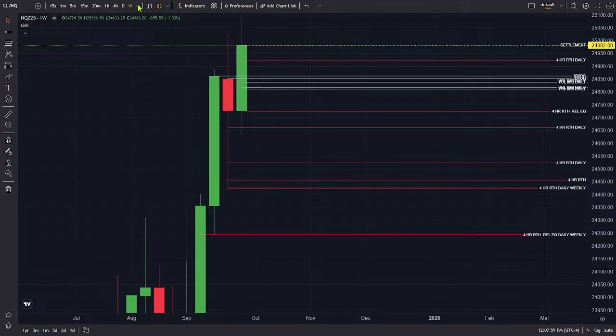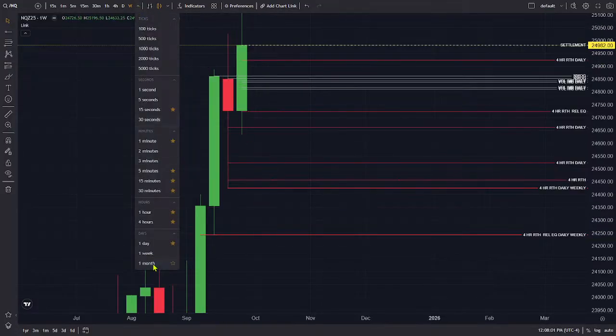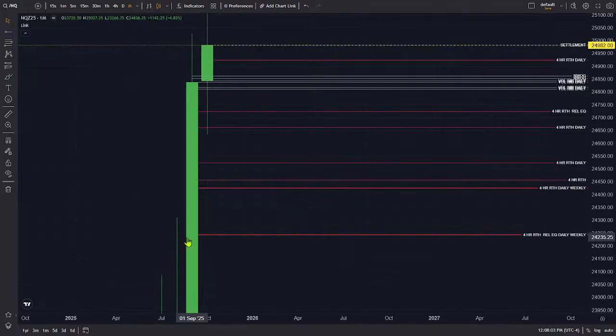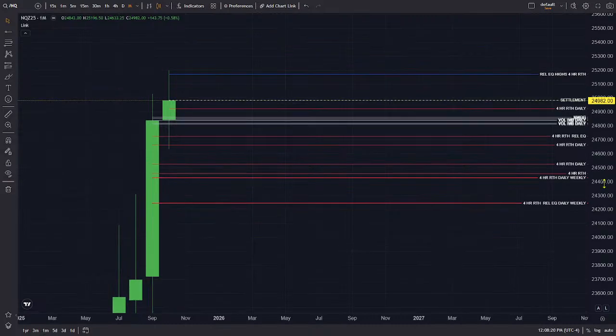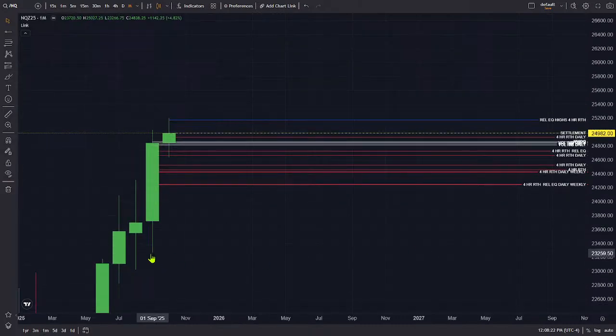Let's go to monthly and just double check that. 1 month. This one would be the only one that's close to the month. So that one would be pretty close to a daily and a weekly. Let's go back to weekly. You'd have to go all the way down here to get the monthly low. But that one does correspond well with regular trading hour lows.